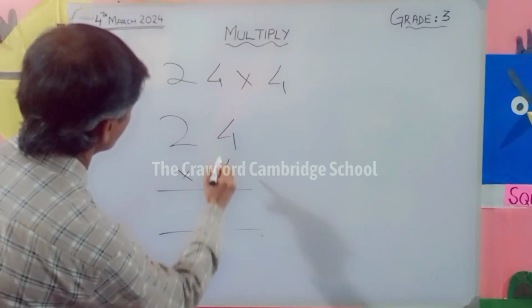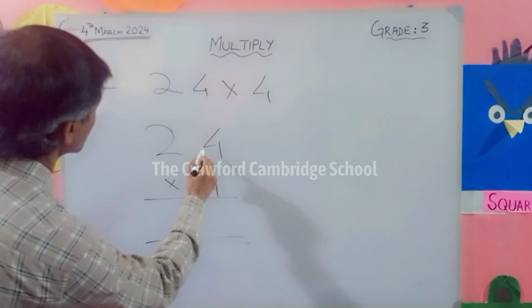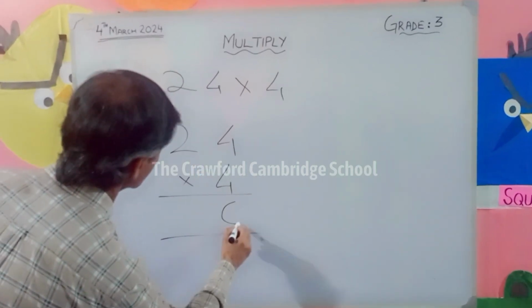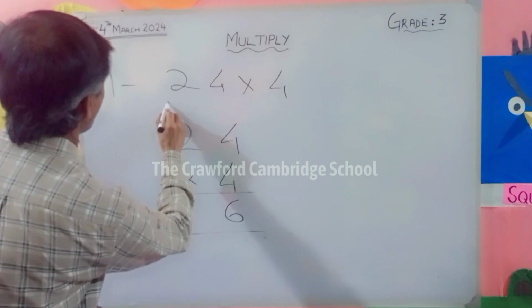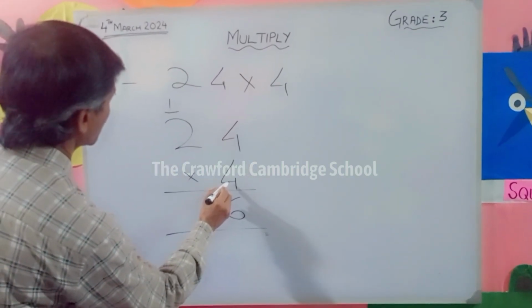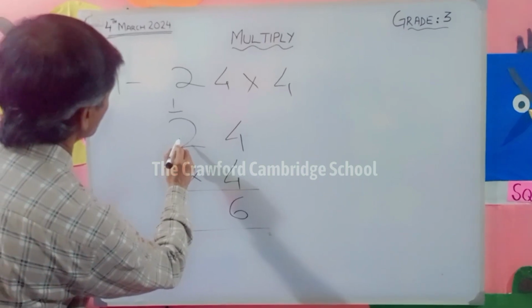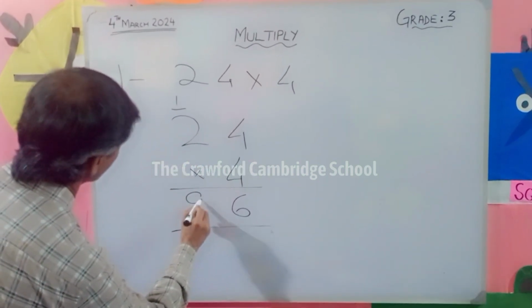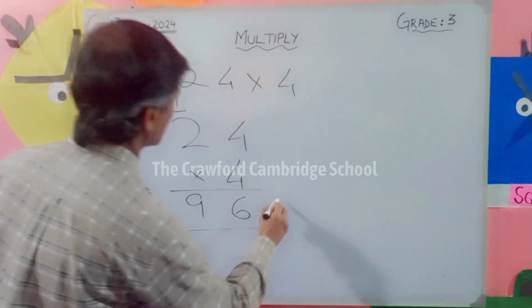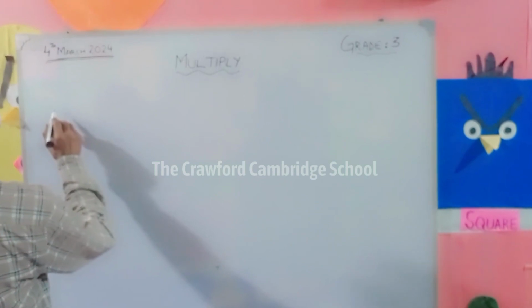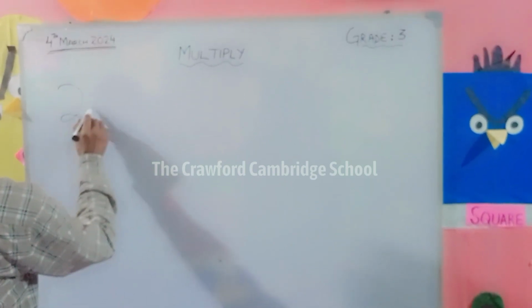4 multiply by 4, 4 ones are 4, 4 twos are 8, 4 threes are 12, 4 fours are 16. So 6 over here and 1 is on up. Now multiply by 4 into 2, 4 twos are 8 plus 1, 4 and 1 equal to 9. This is the answer. Now we move on to question number 2.